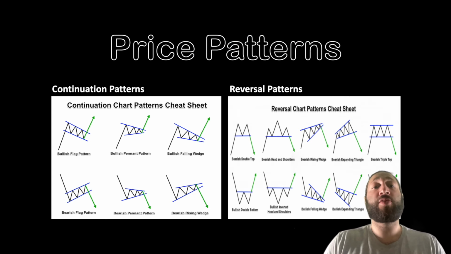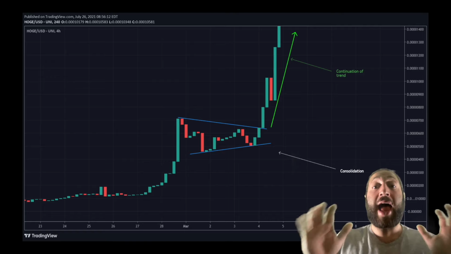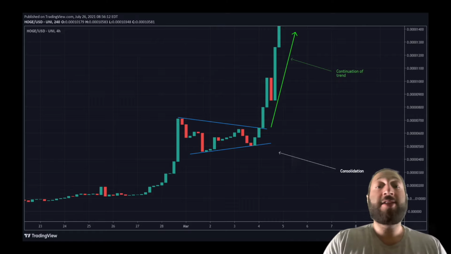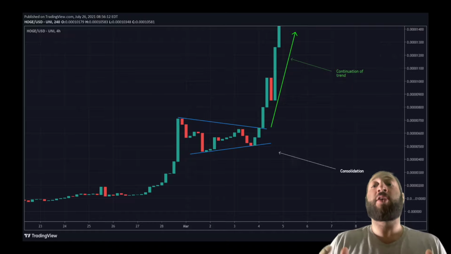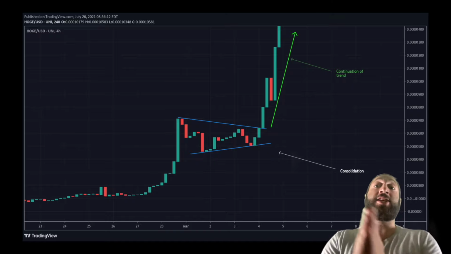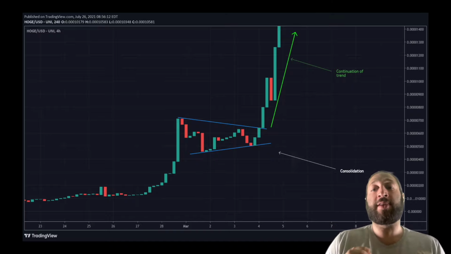Price patterns. So we're looking at either continuation patterns or reversal patterns. When price moves up so quickly, either up or down, it's not just going to move vertical like you see here, and it's just not going to keep moving up. It needs some breathing room. It needs to consolidate. It needs to take a breather, or whatever you may call it, for it to continue moving in the same direction, hence continuation pattern, continuation of the same trend.